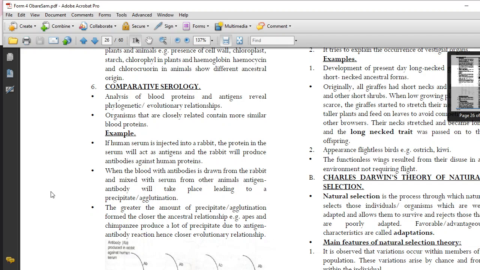So really, the topic is meant to enable you to understand the variations that we see both in plants and animals, and how these variations are inherited, are transmitted from one generation to the next.